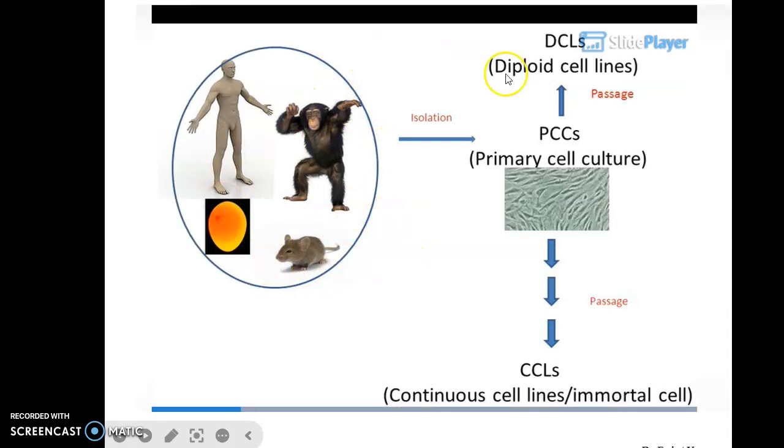So here is the procedure in which you can make the cell culture. First you derive or isolate the cells from the source, and then you can make primary cell cultures. From those primary cell cultures, with the passage of time, you can make diploid cell lines, or after more passages you can also make the continuous cell lines, which we also call immortal cells.